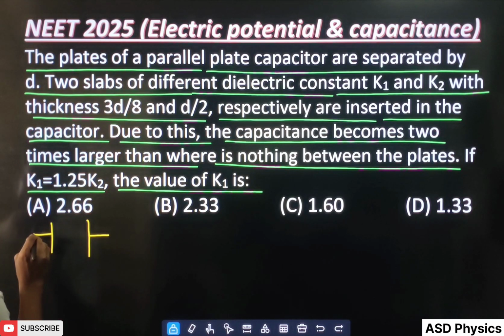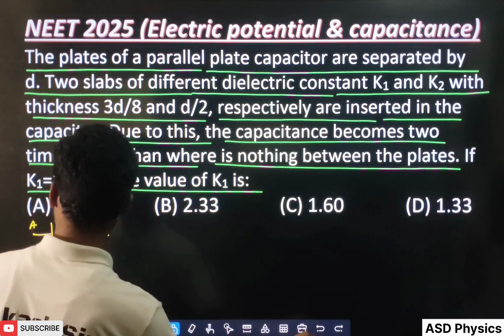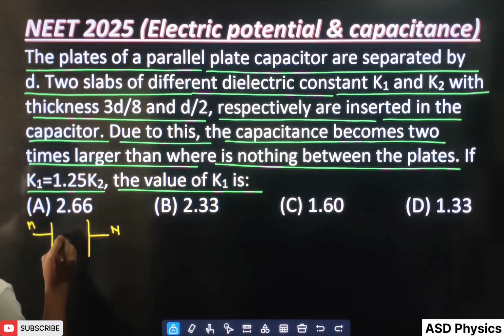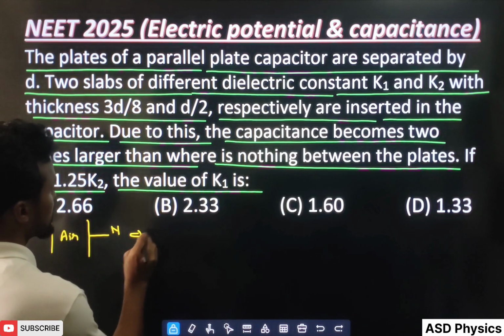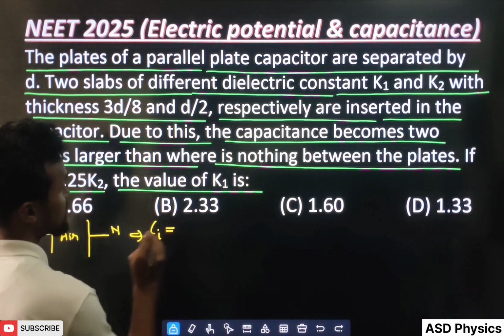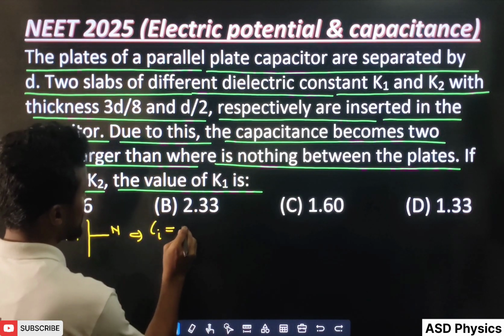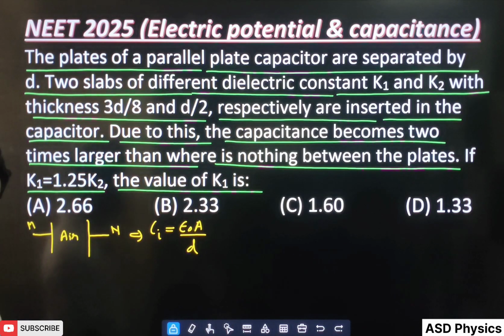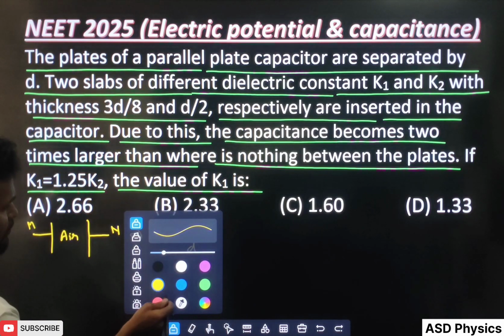Now, first this is the initial situation, this capacitor is there. Because I will use A for the area, I will write the terminals M and N here. Here air is present. So in this initial situation, what is the formula? If only air is there, I can write epsilon naught A by D. This is the formula.